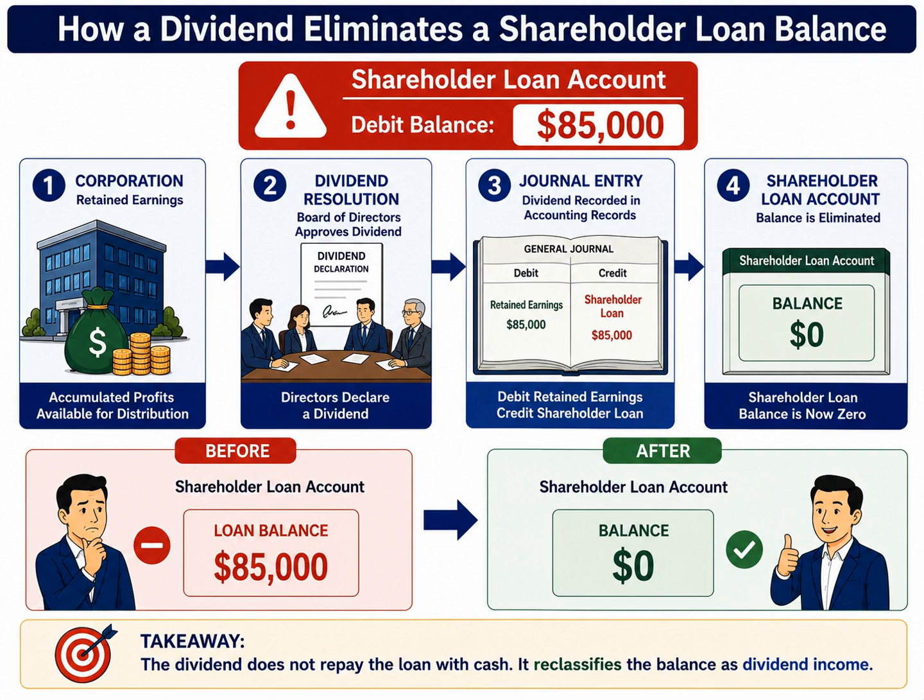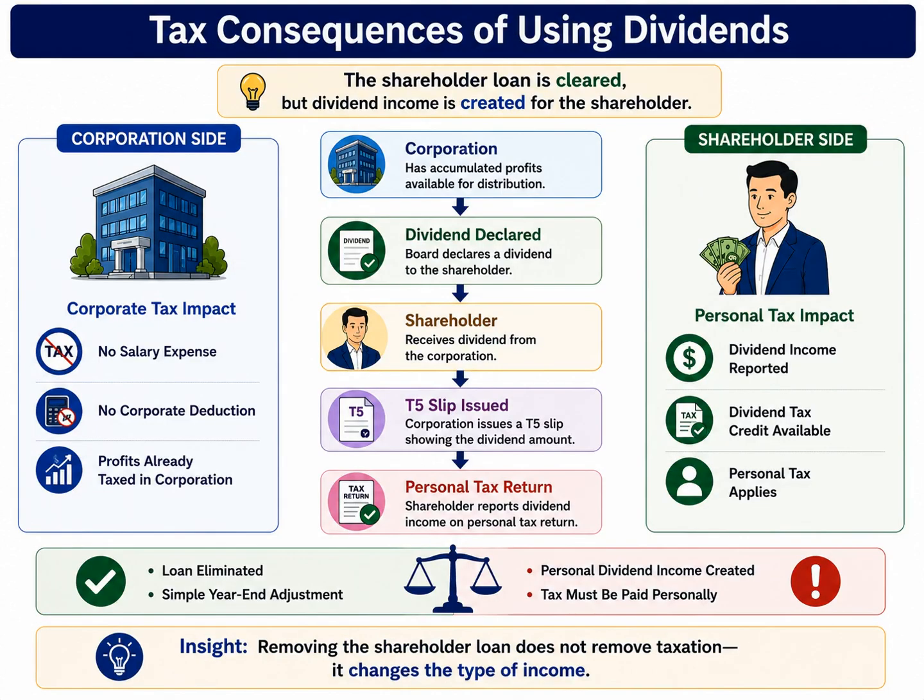The key takeaway is that a dividend can eliminate a shareholder loan balance without requiring the shareholder to return any money to the corporation. The balance is cleared by converting the withdrawal into dividend income. Now let's look at the tax consequences that arise after a shareholder loan balance has been cleared using a dividend.